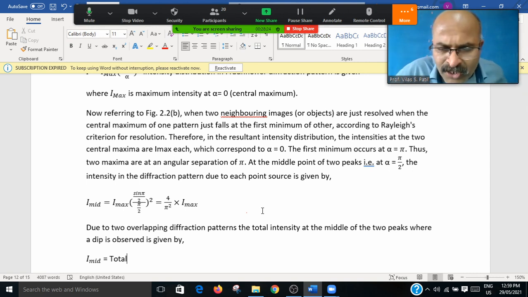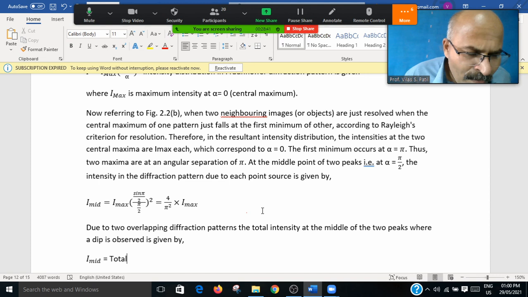At the middle point of the two peaks, that is at alpha equal to pi by 2, the intensity of the diffraction pattern due to each point source is given by I max times, we know, sine of pi by 2 divided by pi by 2, whole square. We know pi square comes below, and the 2 cancels. Sine of pi we know, 4 upon pi square comes, and sine of pi by 2 is 1, so we get 4 upon pi square into I max.